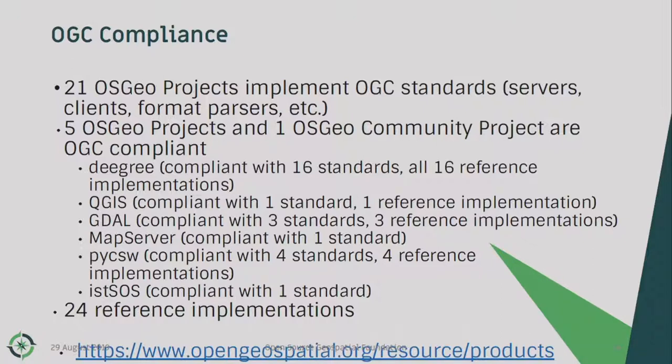We have GDAL, which is compliant with 3 standards. Then we have MapServer, which is compliant with 1, and PyCSW compliant with 4, and also a reference implementation. And we have the community project, which is ISTSOS, which is compliant with 1 standard. Now, in this list, we did not add PyGeoAPI, and the reason is that the standard is not final yet. And GeoServer is implementing, but I think it doesn't pass the tests currently, so we need to get them to work.